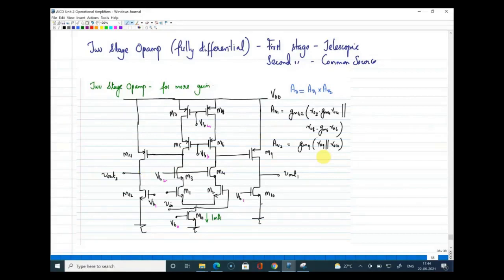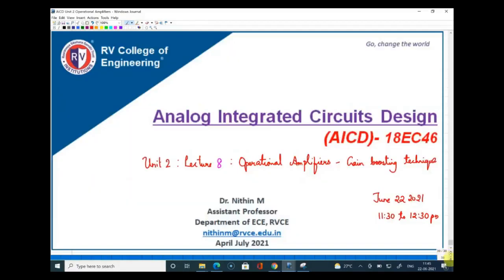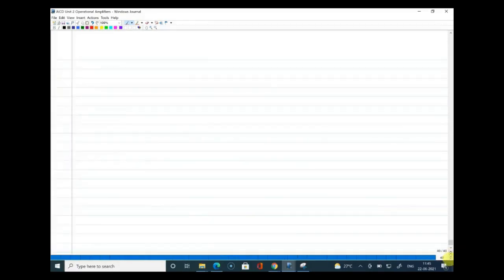All right. So now what we will do is we have to do one design of the two-stage op-amp, which we will do soon after discussing the gain boosting technique. So in today's class, we will see what a gain boosting technique is.